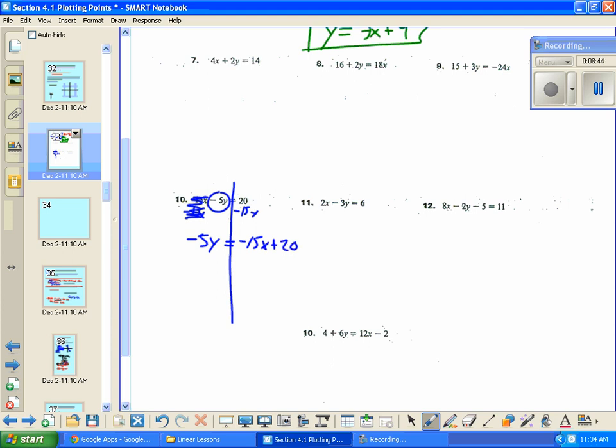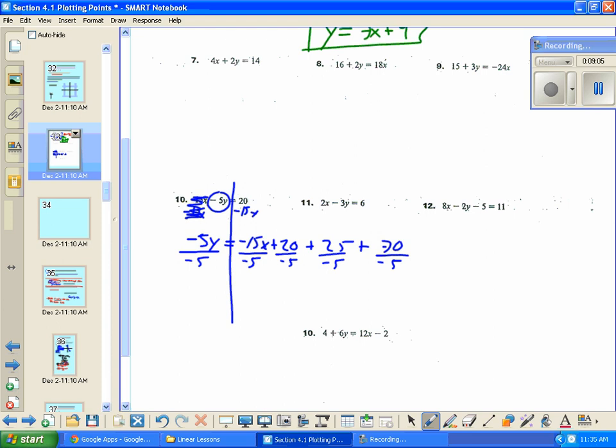Again, I'm going to put the x term first. It doesn't matter which order I put it in, but that's the way I like to do it. I'm going to divide both sides by negative 5. And again, here's another way to write that. Just make sure I divide each and every term by negative 5. If there were a couple more terms on this side also, I would just have to make sure I divided all those by negative 5.